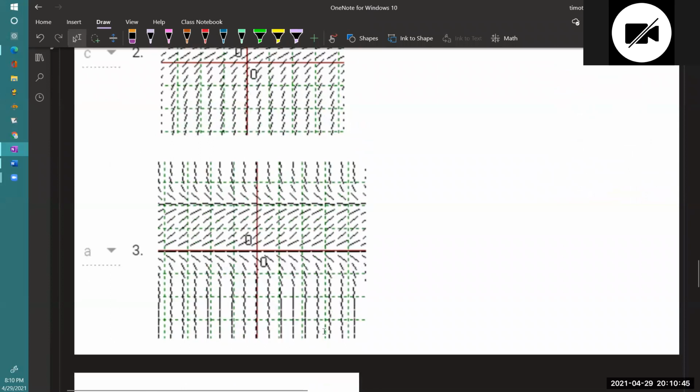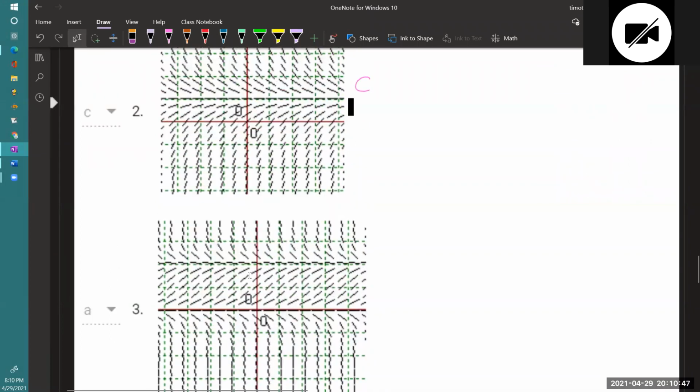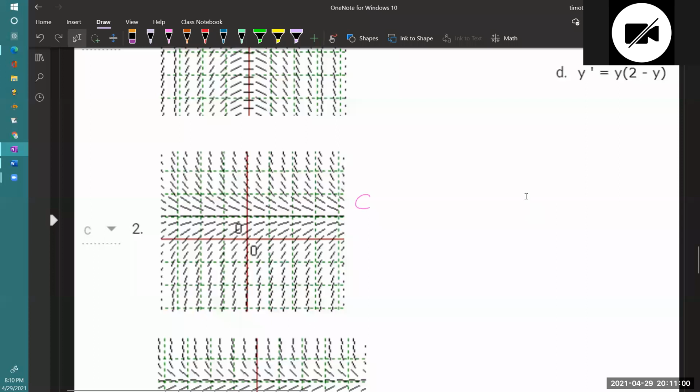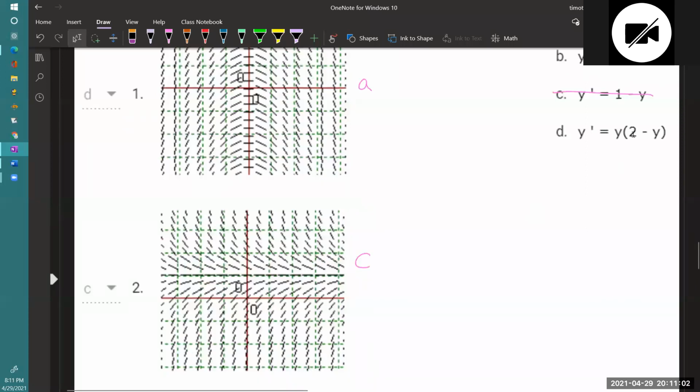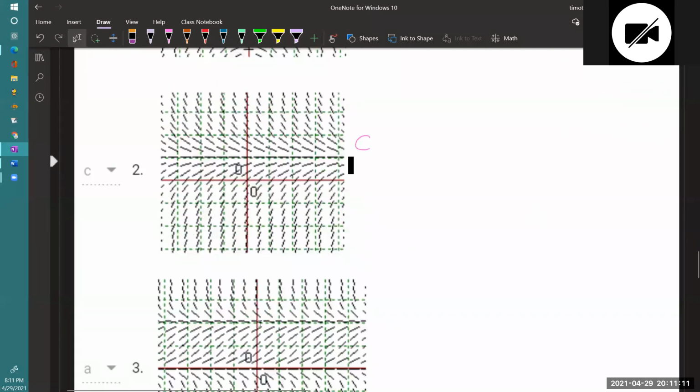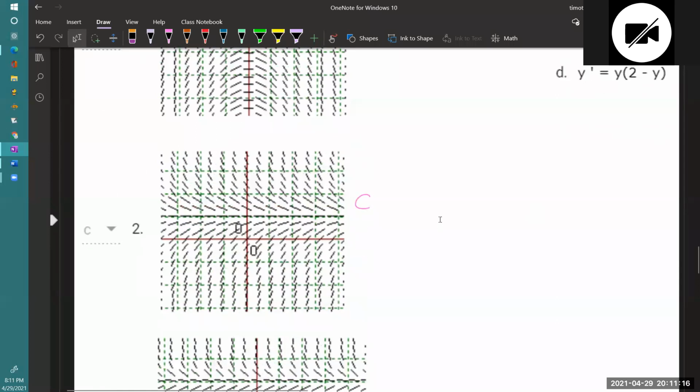Same thing here. What do we got? When I've got a y coordinate of 2, it doesn't actually look parallel. It looks sort of parallel. Let's take a look at it. There it is. It's true. When I have a 2 as my y coordinate, what's 2 minus 2? It's going to give me a 0. So this one is going to be D.